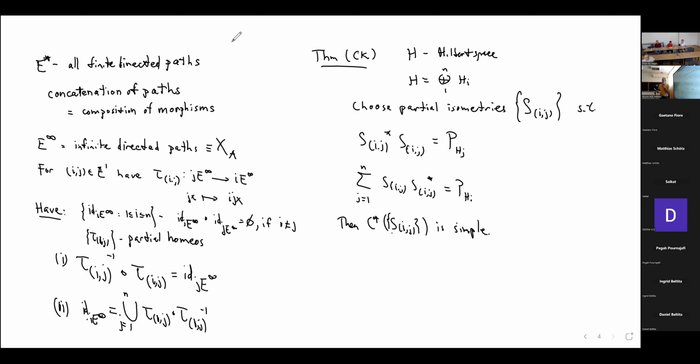But really, he did it because of his students. He claims his students forced him to do it, and I think it was because Alex Kumjian, who's an honorary Australian, came up with it. But it was sort of these ideas coming from the higher rank graphs. Exactly. Kumjian-Pask algebras. Yeah.